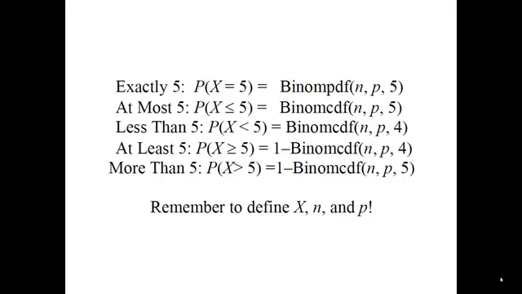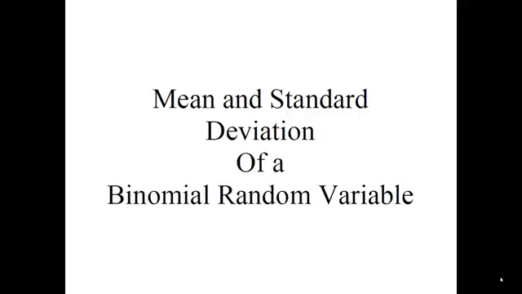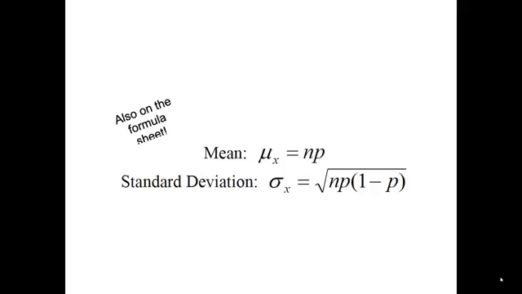Binomial distribution. Calculator usage. Binomial PDF. Mean and standard deviation of a binomial random variable. Also on the formula sheet. The mean, mu sub x, is n times p. The standard deviation, sigma sub x, is the square root of n times p times 1 minus p.